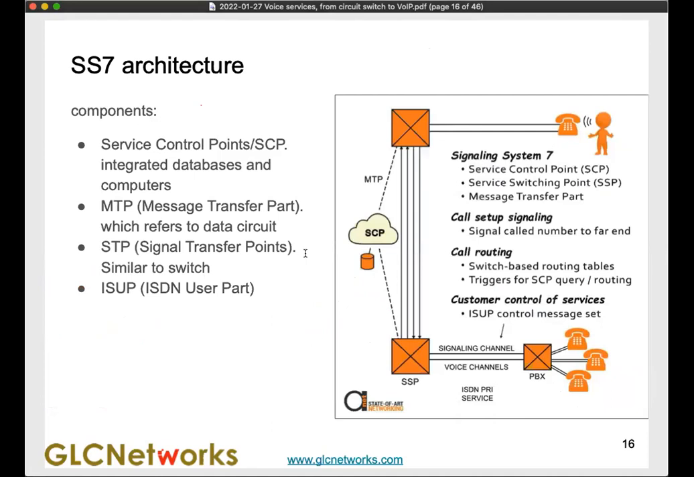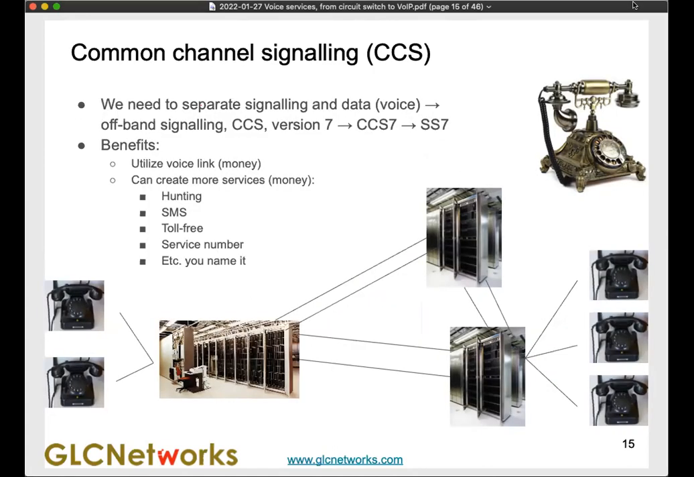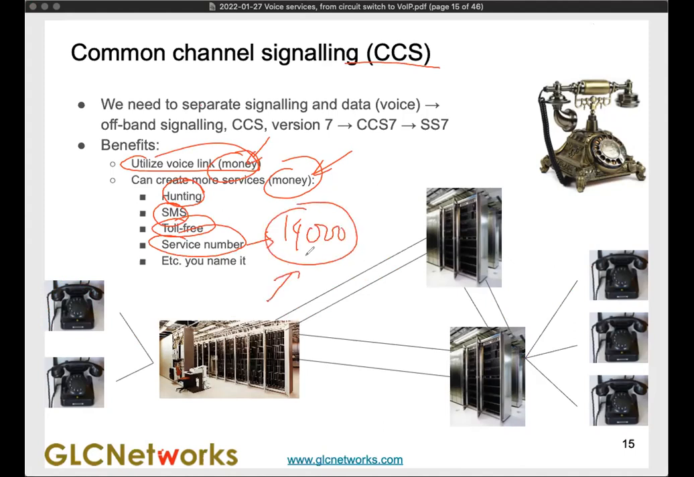So what's the benefit of separating the signaling? We can make more money. We can create more services. Again, it's money. Money is a big driving force for technology. If there is no CCS, there will be no toll-free, no SMS, no hunting. For example, in Indonesia we have Mandiri Call, 14,000. I'm not paid by Mandiri, but this is just an example of a service number, where you call one number to connect to a call center. Without Signaling System number 7, there would be no such service.